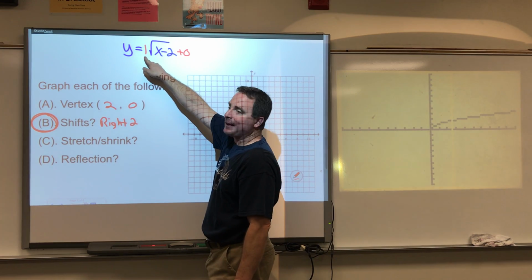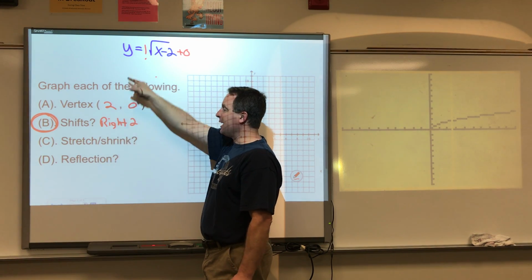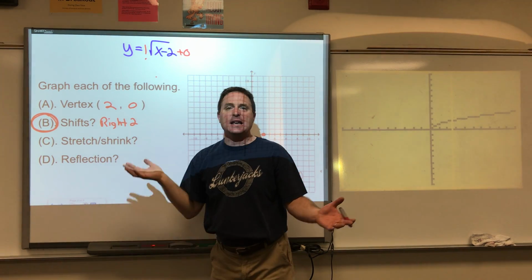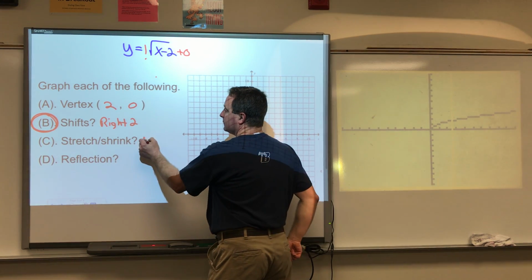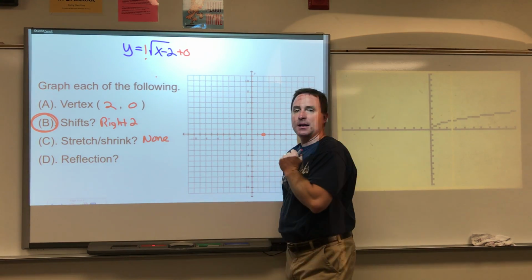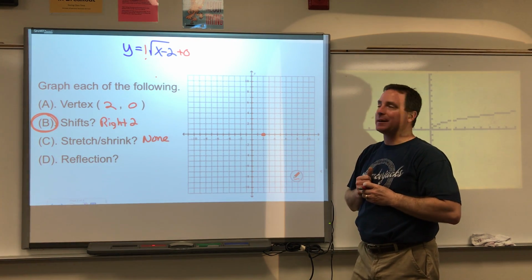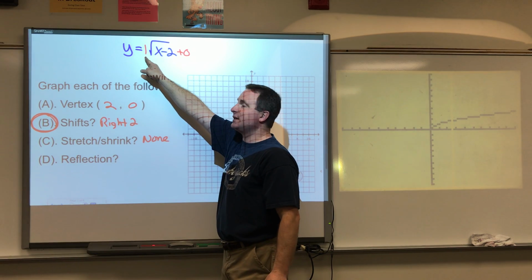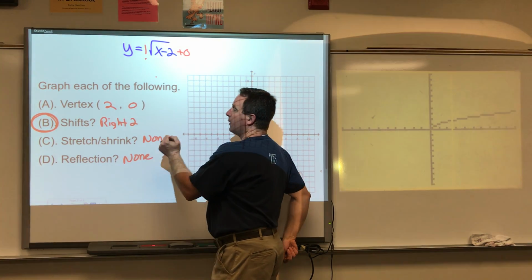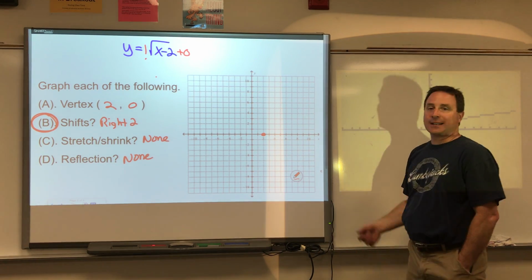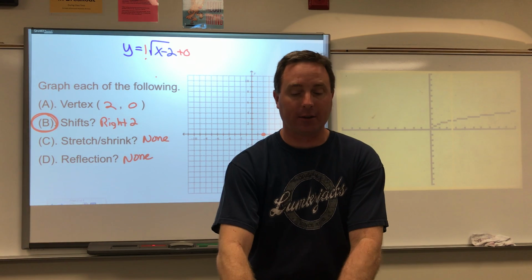Was there a stretch or a shrink? Well, I look at the number out in front, A. If A is bigger than 1, it was a stretch. If A is less than 1, it's a shrink. What if it's equal to 1? Then there was no stretch or shrink. A reflection? We talked about opening down if it's negative. Is the number out in front negative? No. So there was not a reflection. So I can actually answer all 4 of those questions without picking up my calculator.